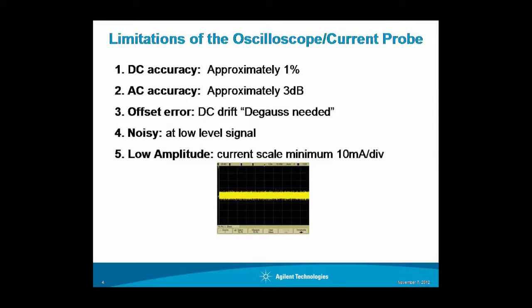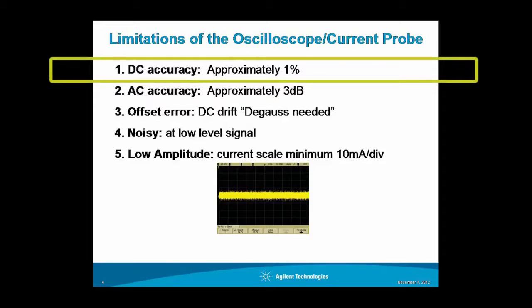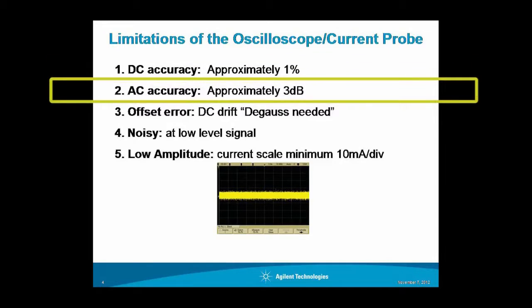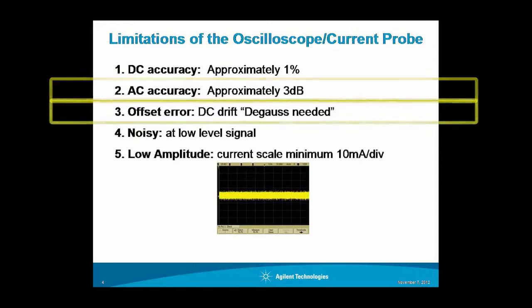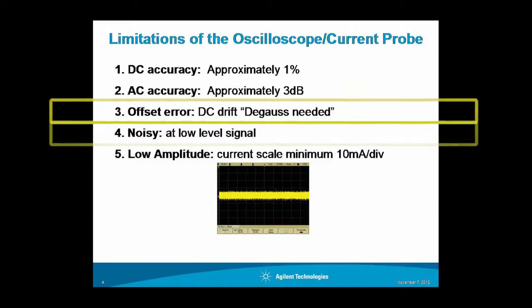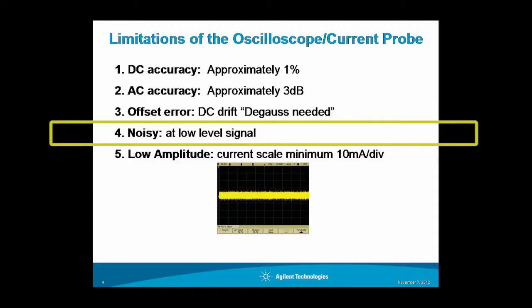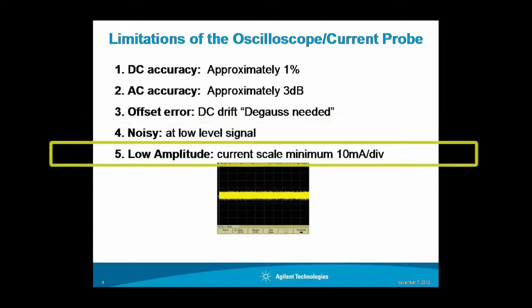The limitations of an oscilloscope and current probe is the DC accuracy is approximately 1%. The AC accuracy is 3 dB. The offset error of a current probe is an issue where it actually starts drifting over time, and you need to continuously degauss the actual current probe. It also has, for low signal level, it's very noisy. So trying to resolve low amplitude signals is very difficult. The low amplitude limitation of a current probe, typically the minimum is only 10 milliamps per division.